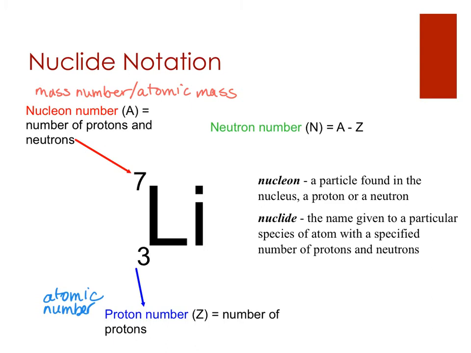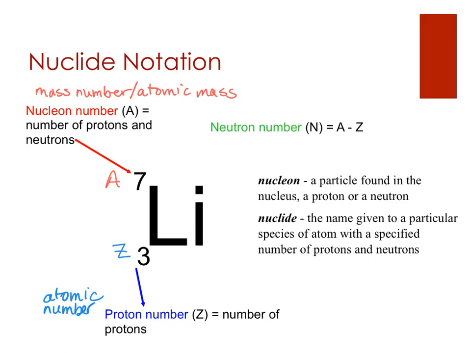The bottom number, which I've called the proton number, is also called the atomic number. Either one works in this case. So if I want to calculate how many neutrons there are, I'm going to have to take the nucleon number, which is the total of protons and neutrons, and subtract away the number of protons, which would just leave me the number of neutrons. A lot of the time we refer to the nucleon number as A and the proton number as Z. So this is our idea of nuclide notation.